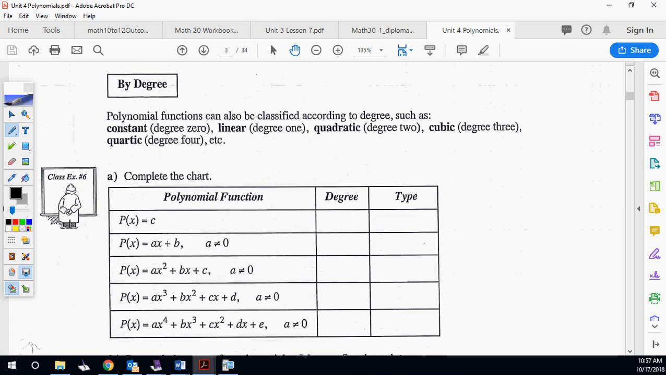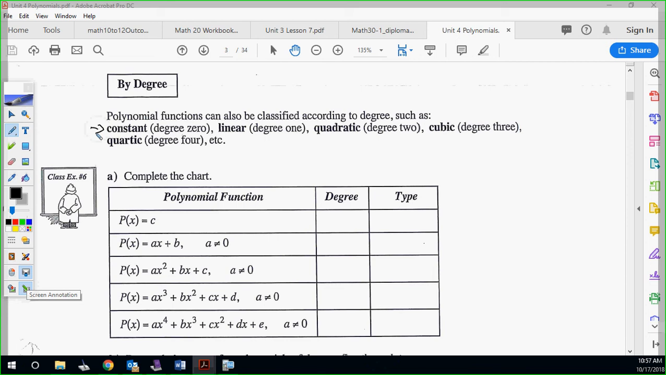Okay, polynomial functions can also be classified according to degree, such as constant, so degree of 0, that's what we just talked about. Linear, degree of 1. Quadratic, degree of 2. Cubic, degree of 3. Quartic, degree of 4, etc. I'd say you need to know these first 4 really well. So if they say you have a quadratic with the zeros 2 and 3, you need to know what a quadratic is. If you don't know what a quadratic is, you're not going to know what they're asking.